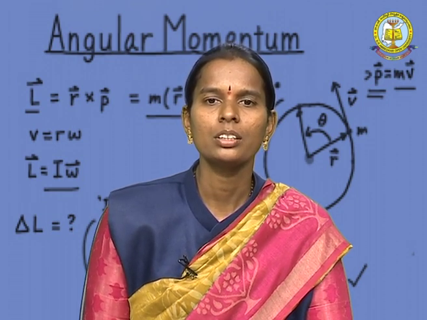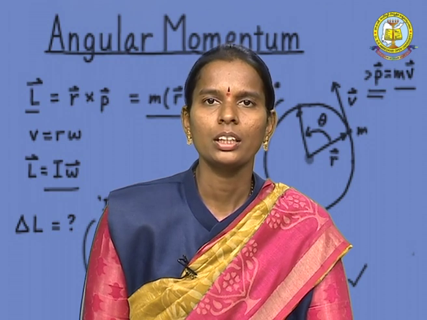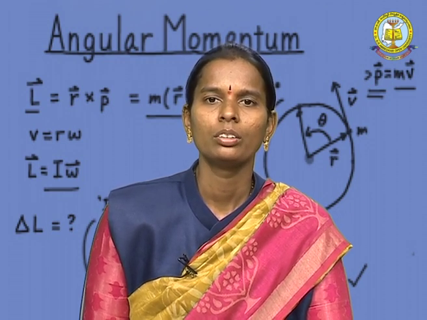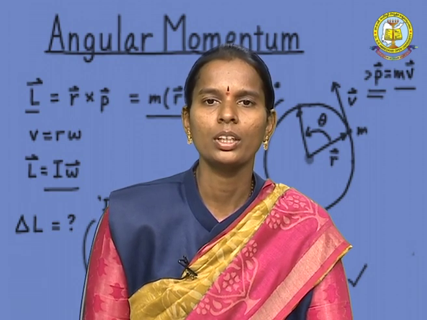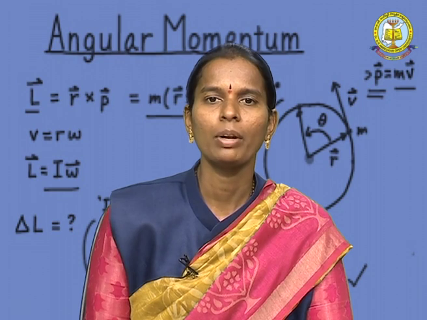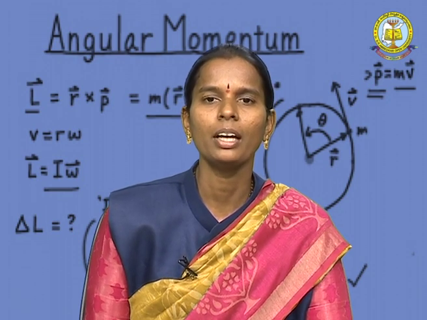This term is equal to 0, because the vector product of two parallel vectors is 0. So v cross mv is equal to 0, and therefore dL by dt is equal to r cross dp by dt.